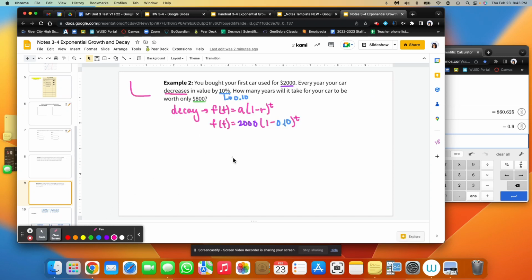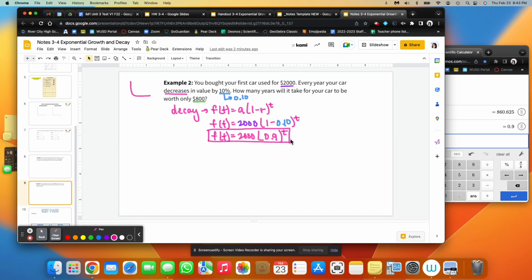Okay, I don't know what happened, but everything got deleted, so I had to rewrite it. So f of t equals 2,000 times 1 minus 0.10, which is 0.9, to the t power. So here is our equation for our exponential decay.